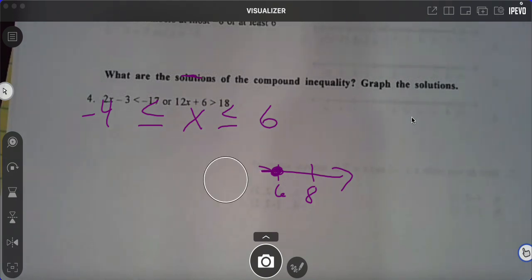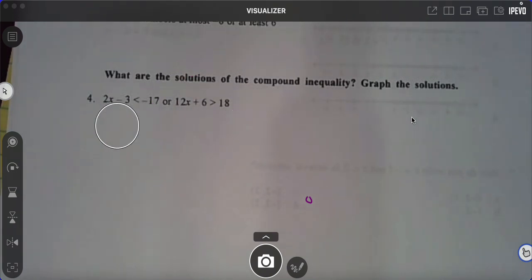Alright, now this is a lot like yesterday, but we're not looking at the word and. See, it's a compound inequality because how many problems am I solving on this one? 2. Does everybody see I've got this problem I'm solving and that problem, or that problem. Okay, so I'm going to solve both of them and then I'll graph it together. And it's got the word or, so pay attention to that.